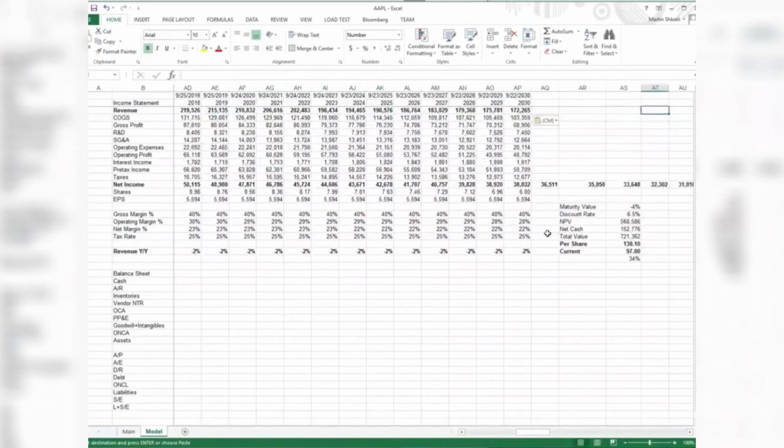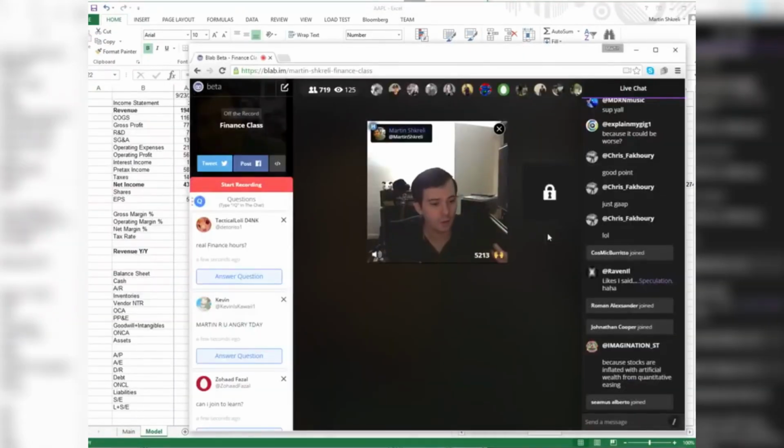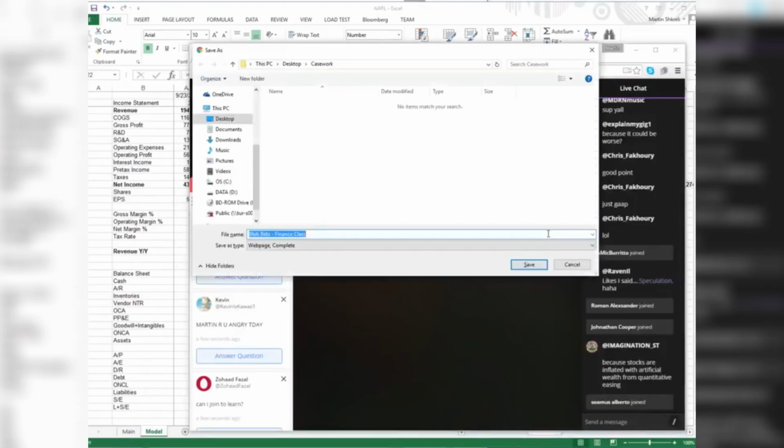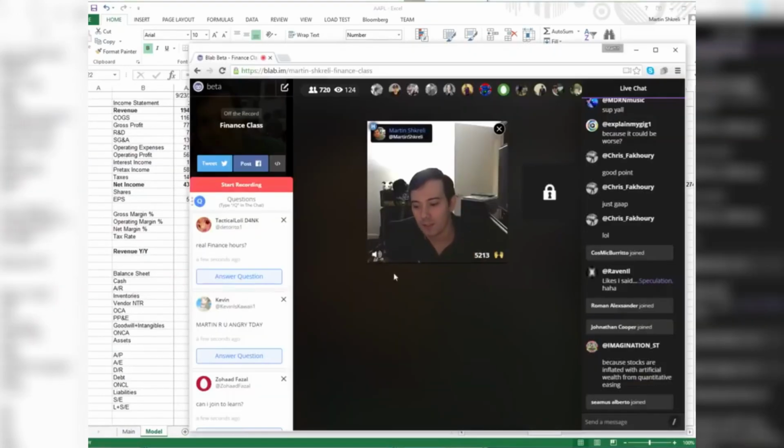What is the NPV now? Oh, it's only $130 per share instead of 97, which is the current stock price. Well, if you told me something is worth 130, and right now it's selling for 97, I'm not that attracted to that. That's only a 30% difference. And most people are wrong, especially in stock picking. They're wrong by about 30%.